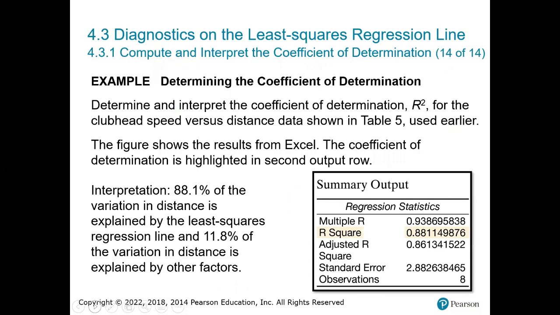Okay, so when you run your statistics, it will come up as R squared, and then you just have to write your sentence. So whatever your percent is, and then fill in the line of the variation in distance is explained by the least squares regression line. So 88% is explained by the regression line. That leaves 11.8% of that variation is from some other factors. We don't know what those factors are, but there's some other factors that are playing into part of these results.